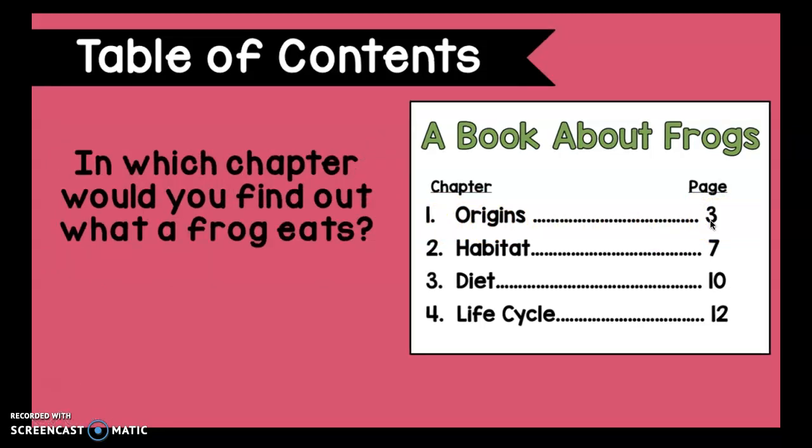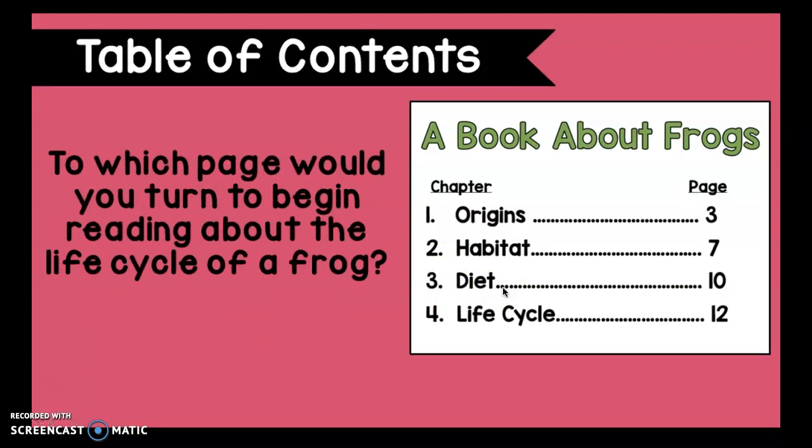Now, in which chapter would you find out what a frog eats? So we have chapter 1, Origins, chapter 2, Habitat, chapter 3, Diet, chapter 4, Life Cycle. So, in which chapter will we find out about what frogs eat? In chapter 3, their diet. And in which page would you turn to begin reading about the life cycle of a frog? So we'll look for the life cycle of a frog, chapter 4. We're going to scroll over and we're going to begin on page 12.